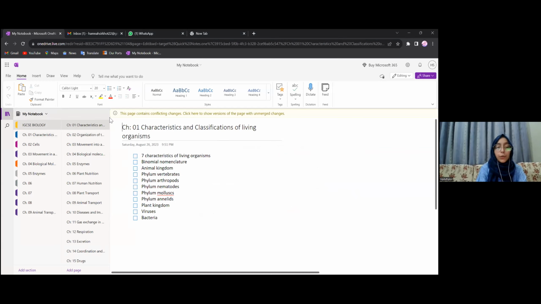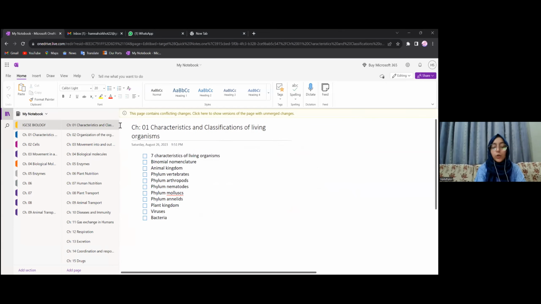Microsoft OneNote, it just uploads things on your drive. So your memory on your phone does not get built up.